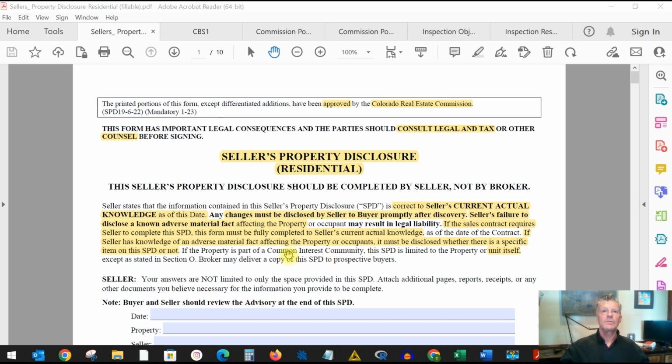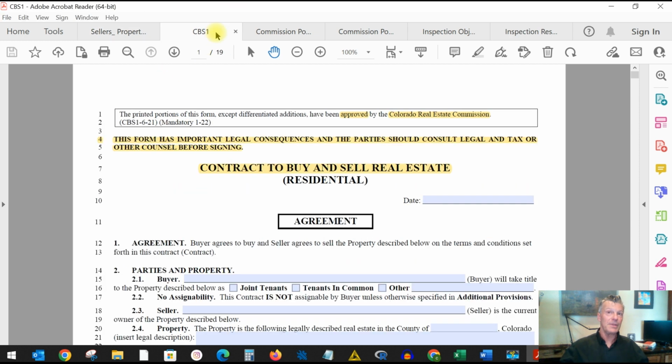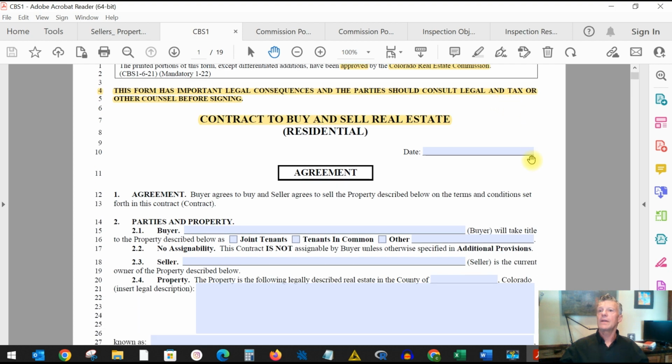If the sales contract requires seller to complete this SPD, seller's property disclosure, this form must be fully completed to seller's actual knowledge. What's that mean? If the sales contract requires, well, let's jump back a little bit and let's take a look at our sales contract. Remember this? Was this course number 3, the sales contract? I think so. Contract to buy and sell real estate. As always, approved by the Colorado Real Estate Commission. As always, consult legal and tax advice, okay?